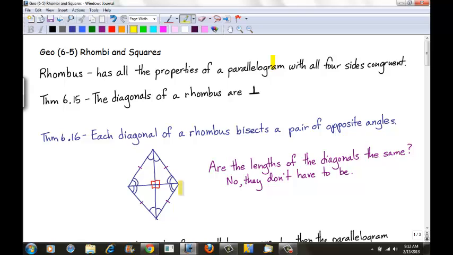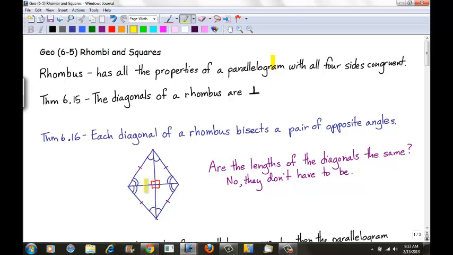So Theorem 6.16 says each diagonal of a rhombus bisects a pair of opposite angles. So, number one, we've got a rhombus. Okay? It has all the properties of the parallelogram. So, the one thing I have not marked on here is this one is parallel to this one. This one is parallel to this one. Okay? All four of these are congruent. All four legs of the rhombus are congruent.